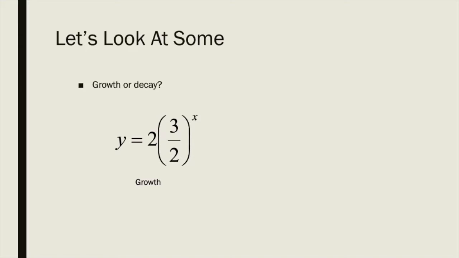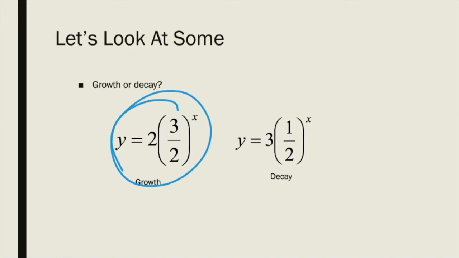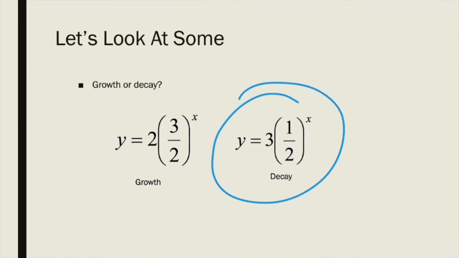You might want to write that down somewhere, but you don't have to. Totally optional. And that one, is that growth or decay? This one is decay because the half is less than 1. On the growth equation, what's the y-intercept? 2, because of the 2 right there. And on the decay equation, which one's your y-intercept? 3.